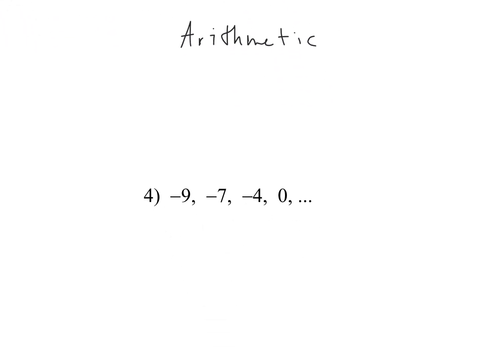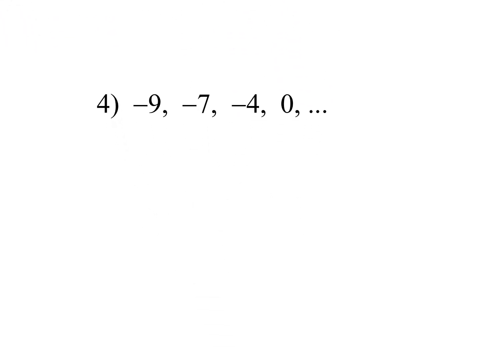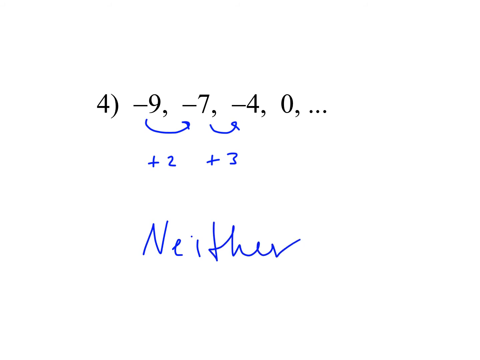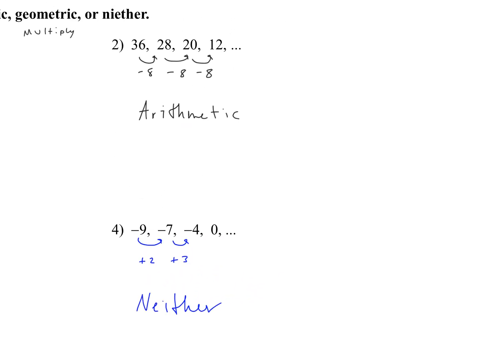Let's look at number 4. So we can see here we're not multiplying by anything to get from -9 to -7. We are adding 2. Here we're adding 3. So since this is not the same number, this would be neither. Any questions from this section?